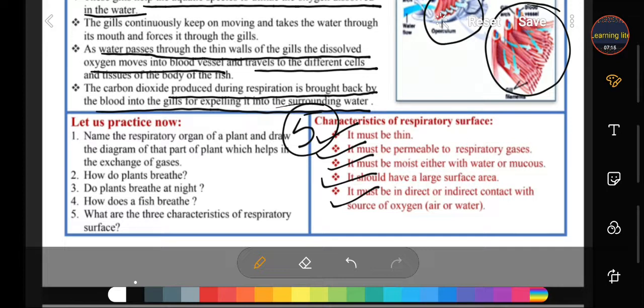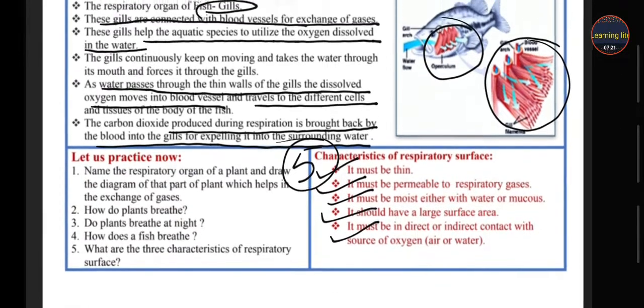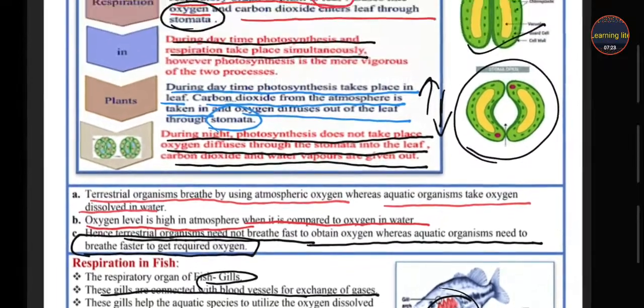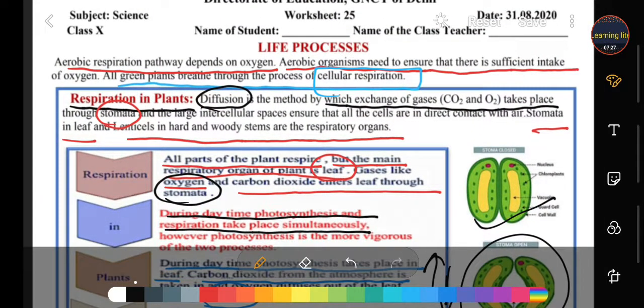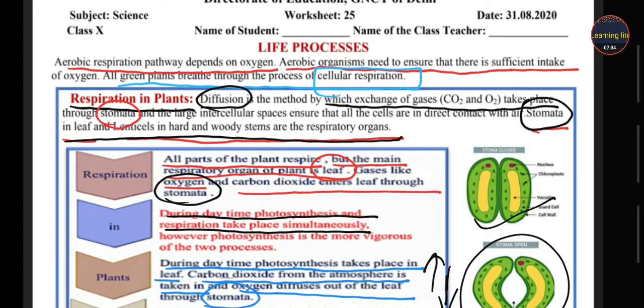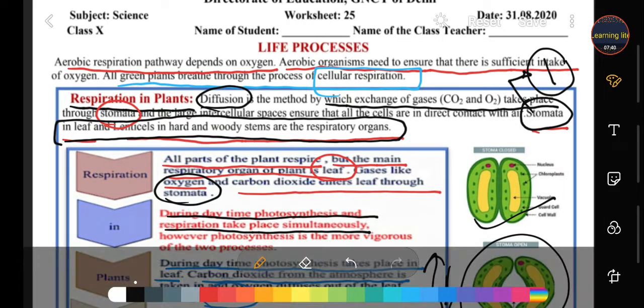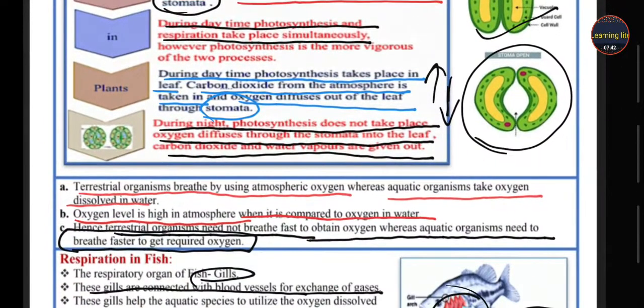Name the respiratory organ of the plant. Draw the diagram which helps in the exchange of gases. What is the respiratory organ, student? Two respiratory organs, that is stomata in the leaf and lenticels in the hard and woody stem. So this is your first answer. Okay, move to our second question.